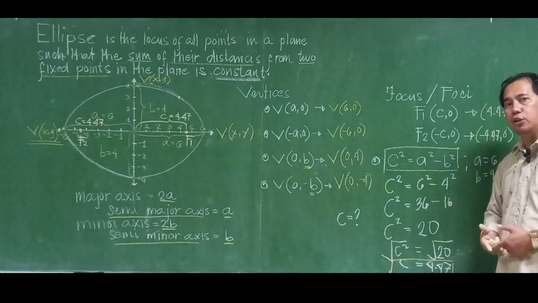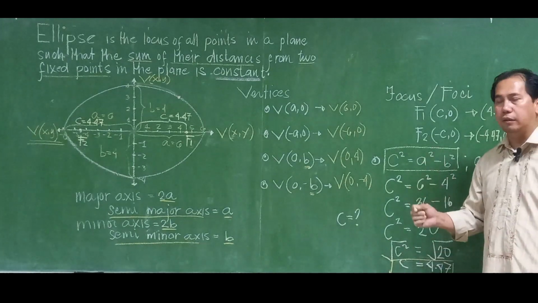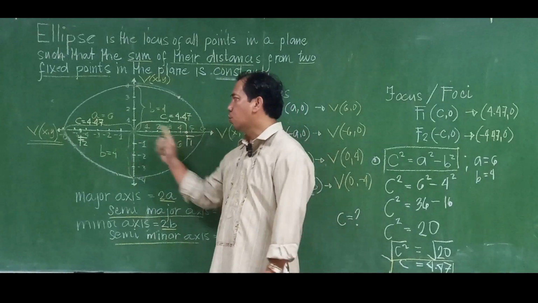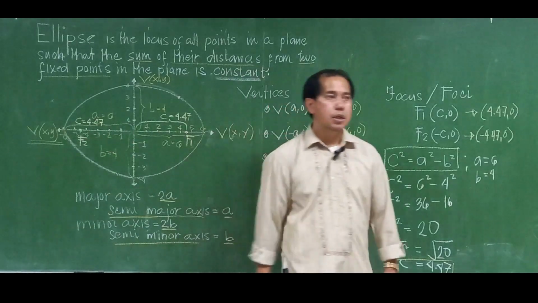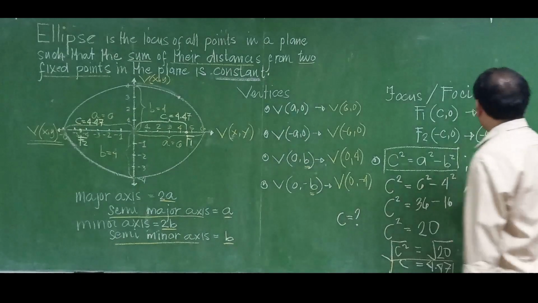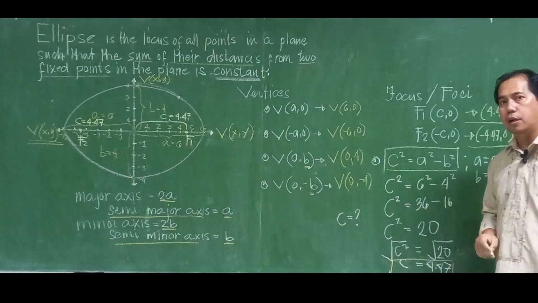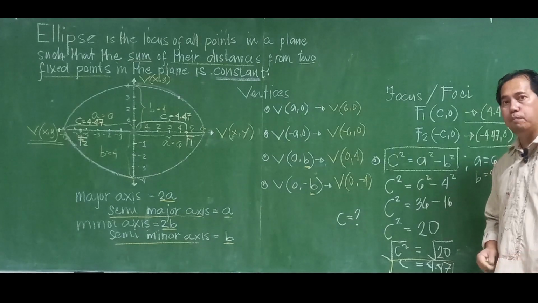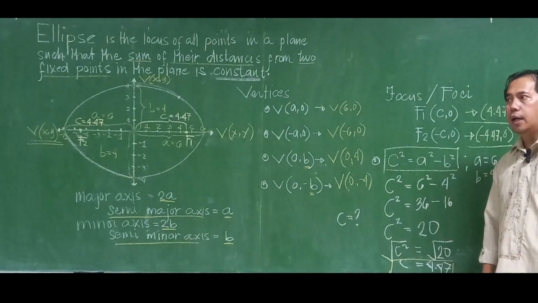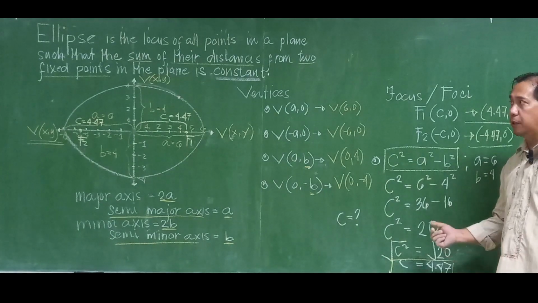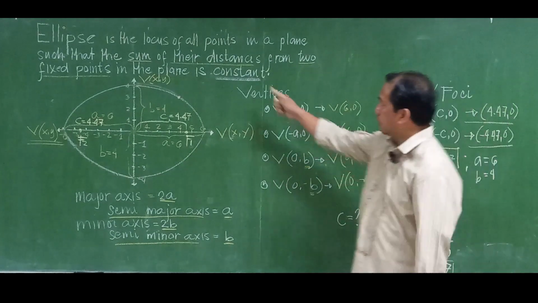So having the value of C, we can now accurately locate the focus or the foci, focus 1 and focus 2. Okay? So after that one, we can now get the actual coordinates of our foci. I hope you understand the lesson.